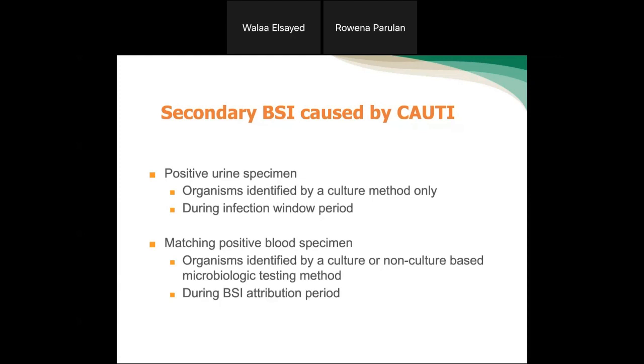Only the organisms identified by the culture methods, and they should be present during the infection window period, that is 7 days. Matching positive blood specimen organisms identified by a culture or a non-culture based microbiological testing, and there should be a matching organism within 14 to 17 days of the bloodstream infection attribution period. We have discussed the secondary bloodstream infection attribution period before. I think you are very clear on it.